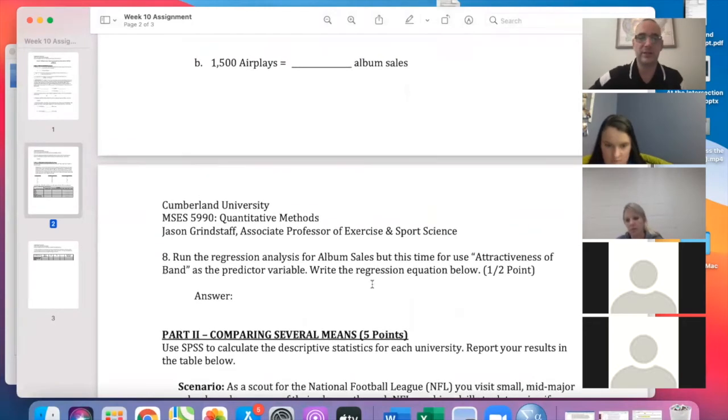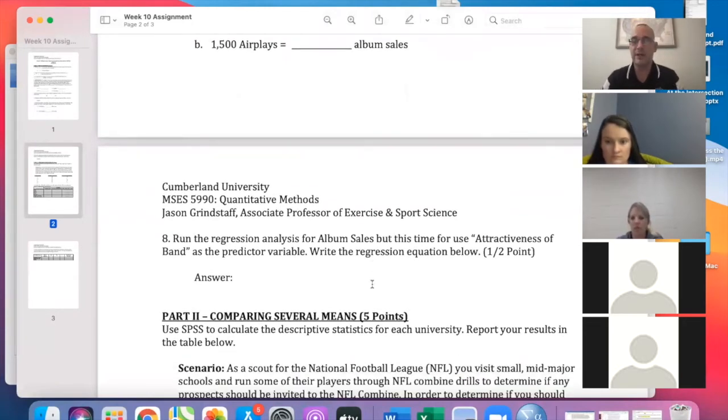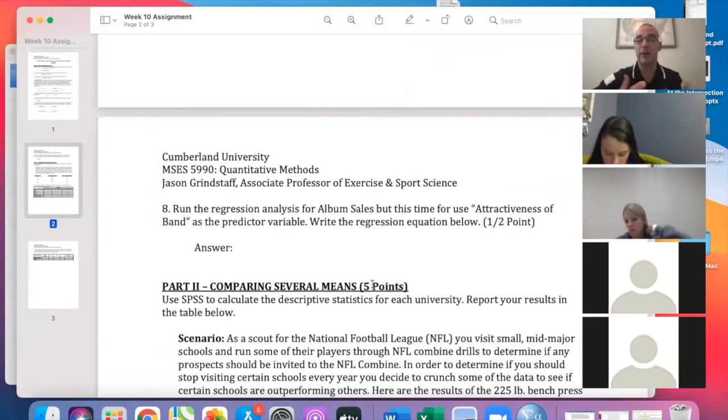So did you guys get a chance to, have you done number 8 yet? Have you looked at that? Number 8 is asking us to rerun the regression analysis for album sales, but now use attractiveness of the band as the predictor variable. They gave people a survey and said, how attractive is this group, on a scale, let's say, from 1 to 10. Which some research might take a look at. But anyway, they were going to use that as the predictor model. Have you guys had a chance to run that analysis?